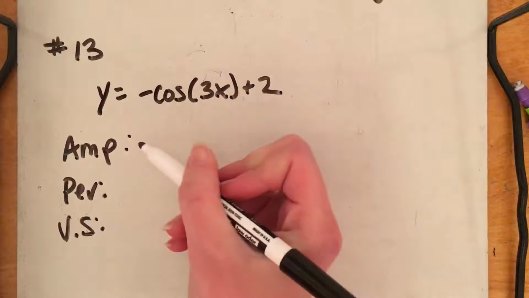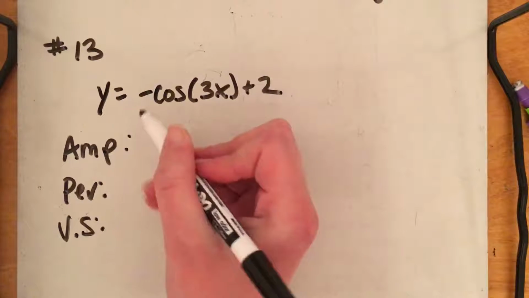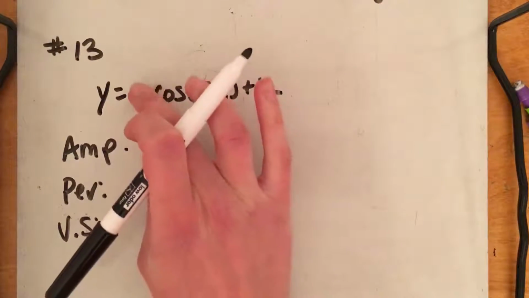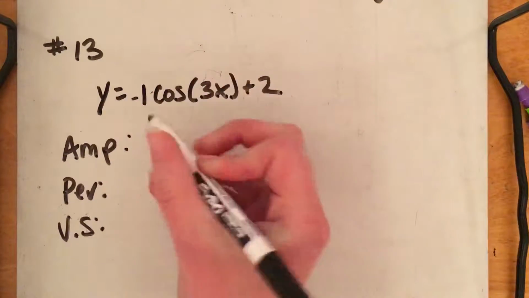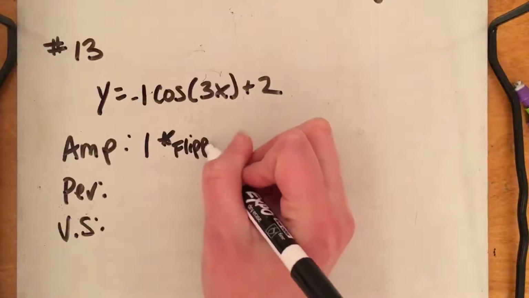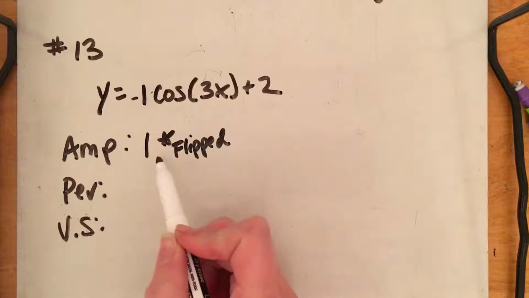So the amplitude is, remember, the number in front of here, but it's always the absolute value of that number. So although this is a -1 in front of here, we're going to write the amplitude as 1 and then just make a note that it's going to be flipped when we graph it. But the amplitude, if it was asked, is 1.